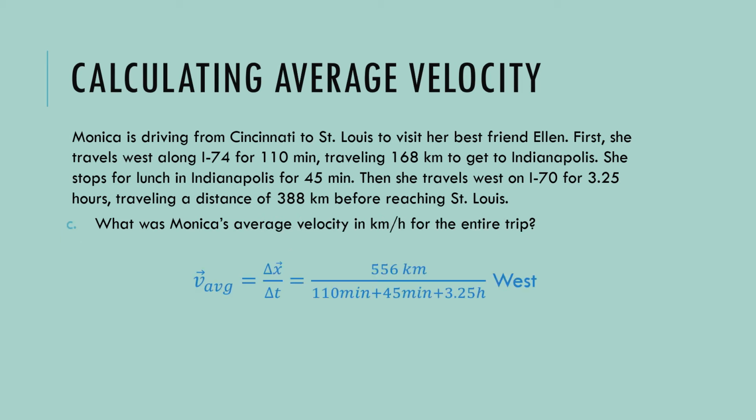For part C, it's asking for the average velocity for the entire trip. Again, going from Cincinnati to St. Louis. Average velocity is defined as being the displacement divided by the time. And so if we're doing an average velocity for a trip that includes multiple different velocities or multiple different portions of the motion, we want to go back to that equation and use the total displacement divided by the total time.